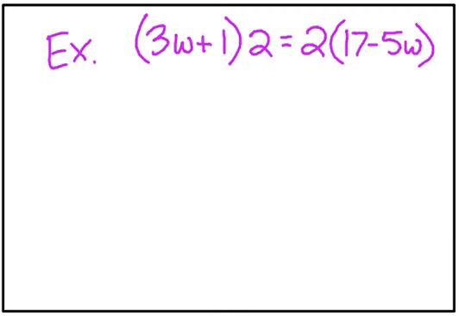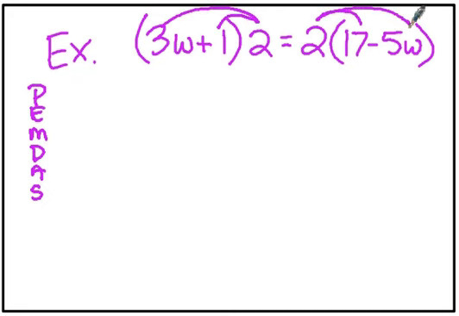An example: (3w + 1) times 2 equals 2 times (17 minus 5w). So the thing that we were talking about was PEMDAS backwards for simplifying both sides. Okay? So the first thing, parentheses. You've got a set of parentheses here, and you have some over here. And obviously 3w and 1 are not like terms, so we're going to get rid of the parentheses by distributing the 2 that's outside on both sides.